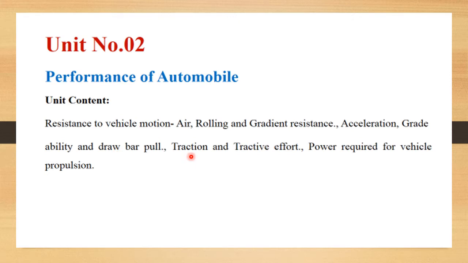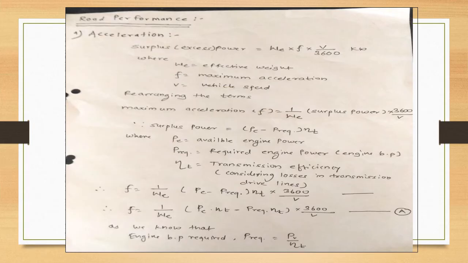How the formulas are to be calculated for this road performance, and at the same time we will discuss the traction. In the previous lecture we discussed the acceleration. As we know, when we accelerate the vehicle, the rotating parts also get accelerated, and because of that the weight of the vehicle is to be increased from W to WE, that is, from the weight of the vehicle to the effective weight.